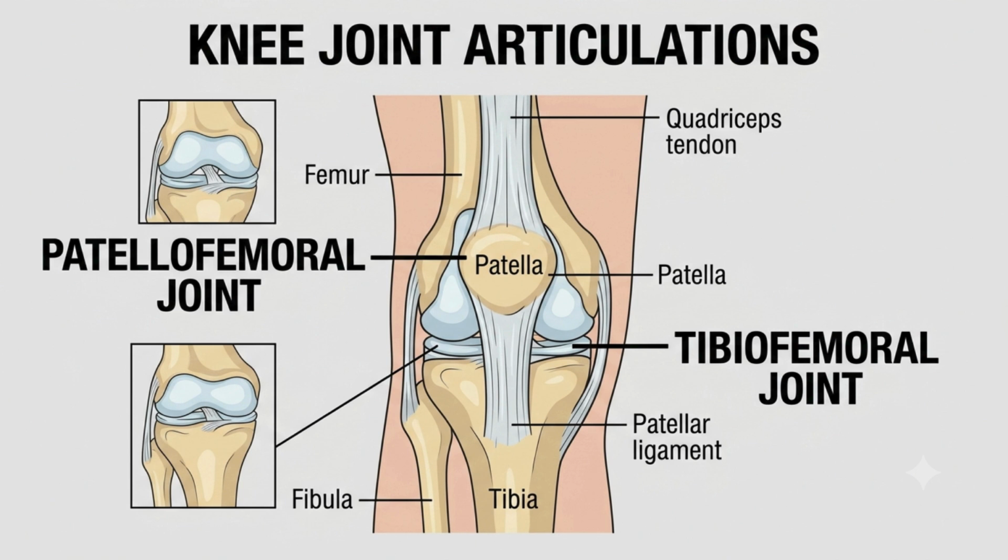The knee can be considered as two major articulations. First, the tibiofemoral joint between the femur and tibia. Second, the patellofemoral joint between the patella and femur. These articulations work together to produce efficient movement while maintaining stability during weight bearing.